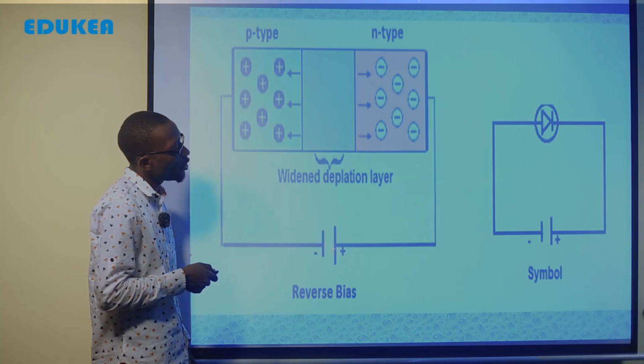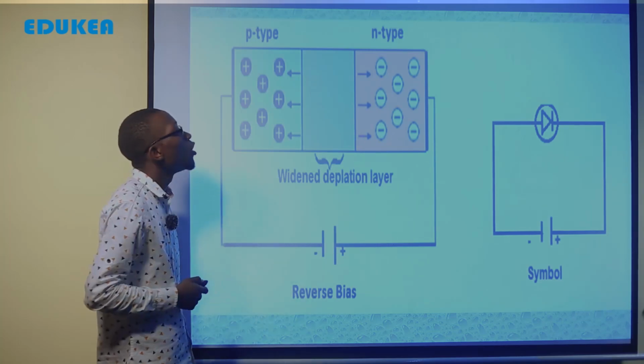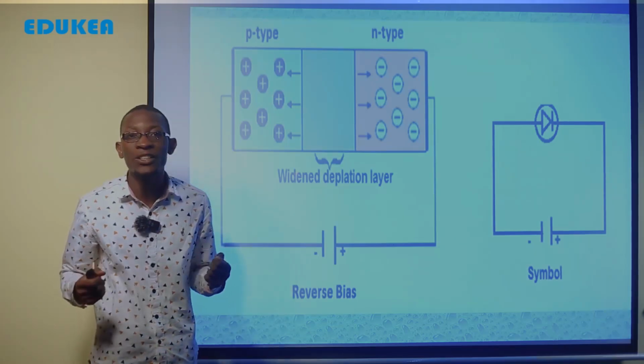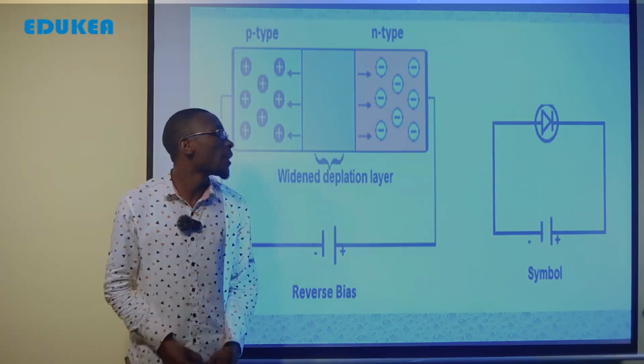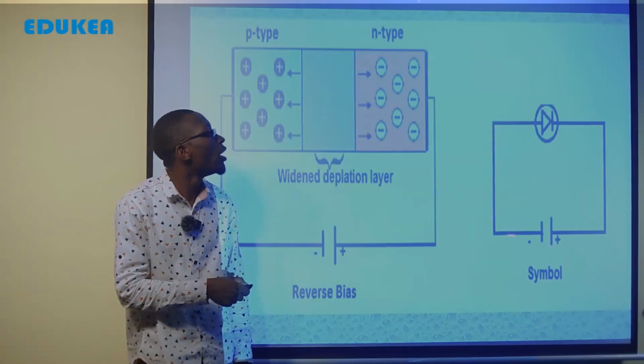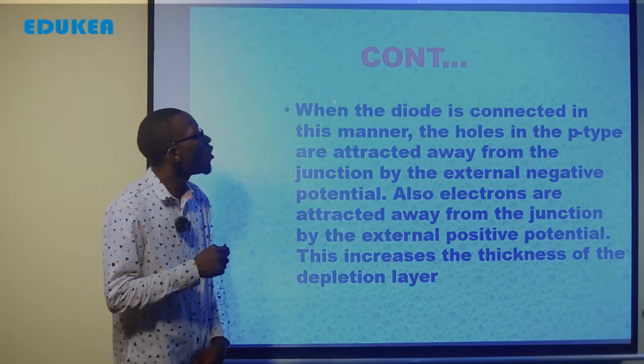Kwa mantiki hiyo, this depletion layer tend to increase. Kwa depletion layer inafanyaje? Inaongezeka. And this is the symbol of a reverse diode. So when the diode is connected in manner, the holes in the P types are attracted away from junctions.